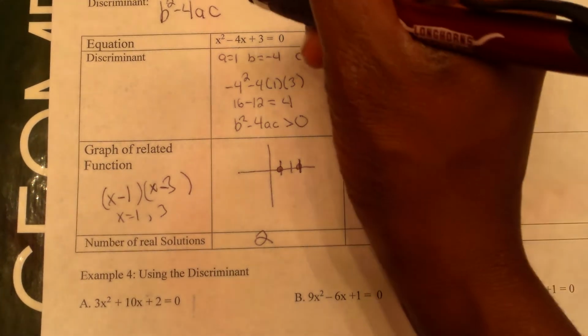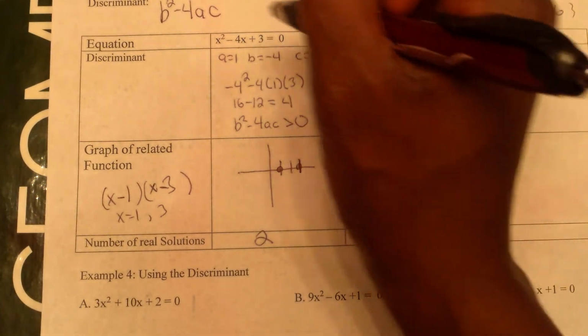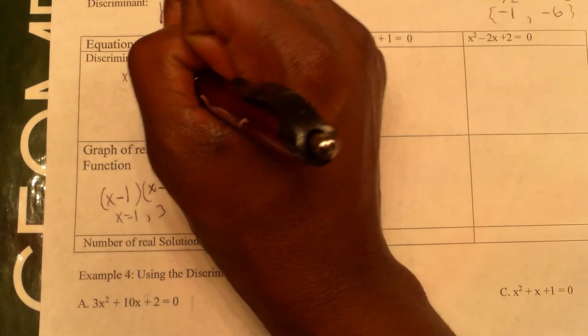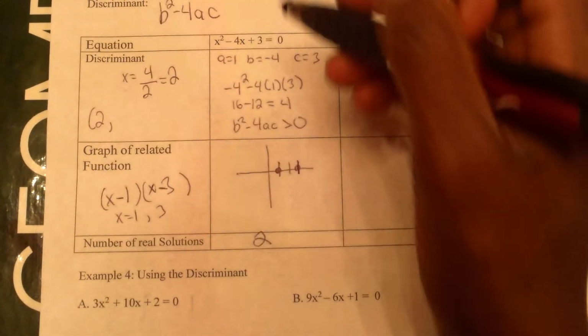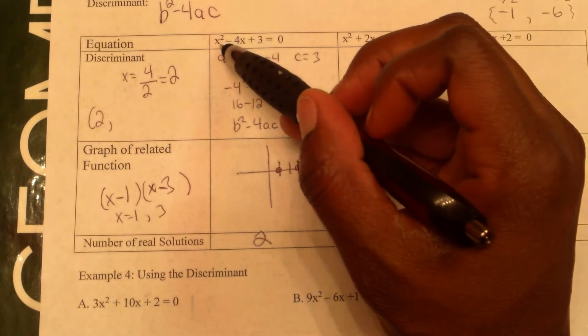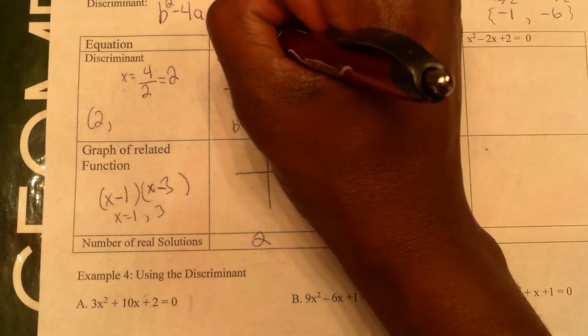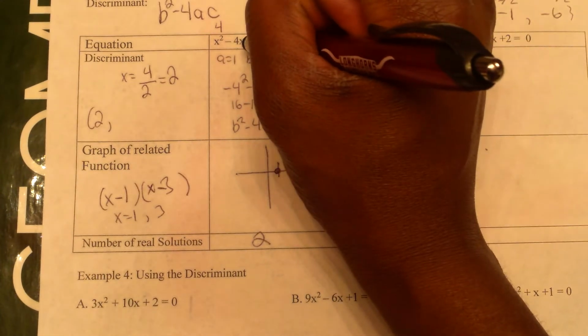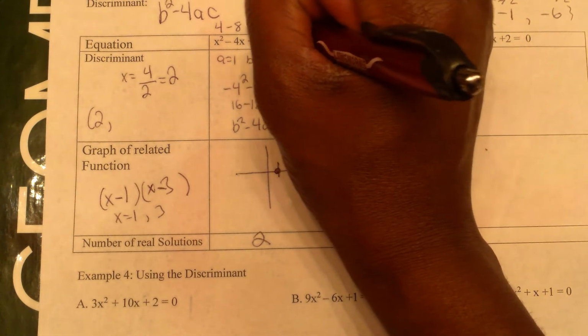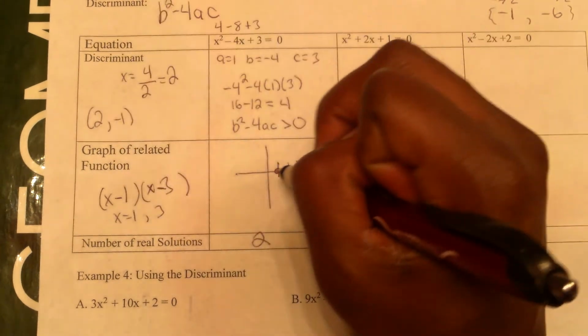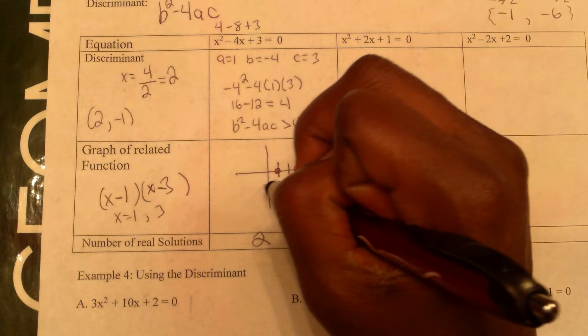I'm going to use the vertex. And so x equals negative b, negative negative turns positive 4, over 2 times a, 2 times 1. So x equals 2. So my vertex is at 2. I'm going to plug 2 back in. 2 squared is 4. Negative 4 times 2 is going to be negative 8. Plus 3, 4 plus 3 is 7. 7 minus 1 is negative 1. So my vertex is at 2, negative 1.